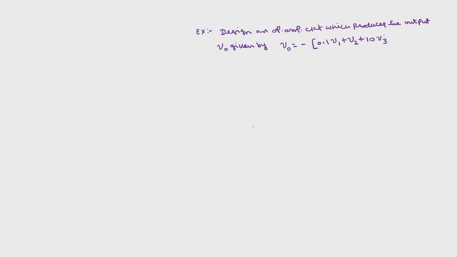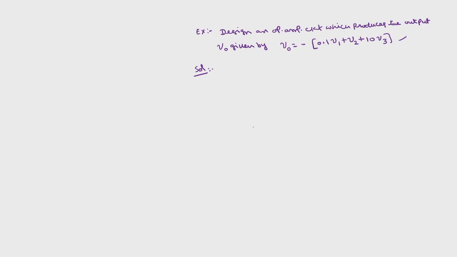Design an operational amplifier circuit which produces the output E zero given by... basically, this operational amplifier can be used to realize various mathematical equations. So here we have to implement V0 is equal to minus of 0.1 times V1 plus V2 plus 10 times V3. We have 3 inputs, 1 output V0.